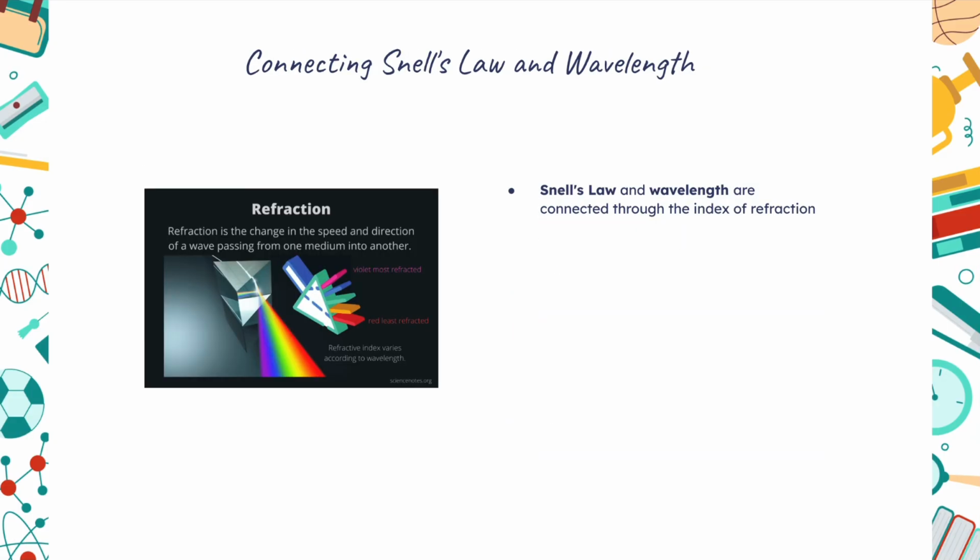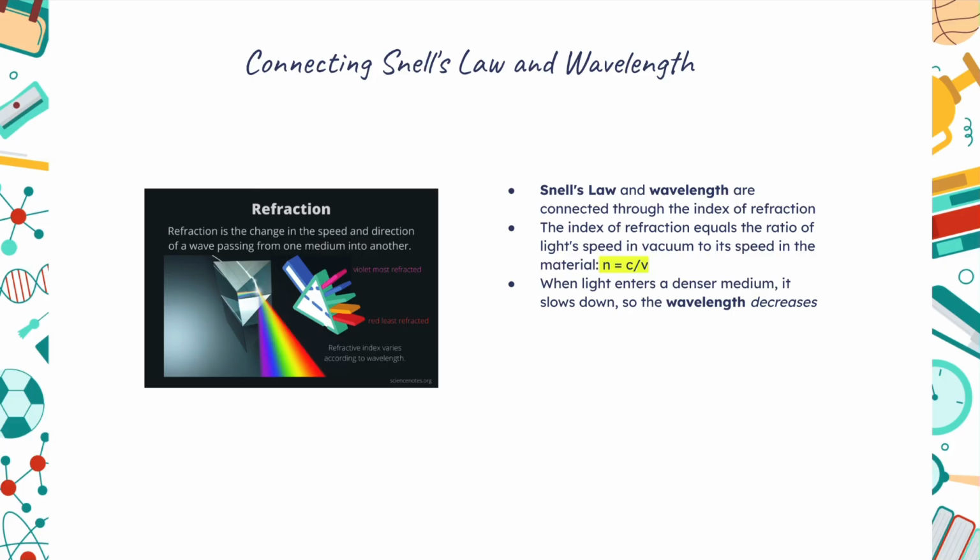Now, it's important to understand that Snell's law, which looks at angles and speed and wavelength, are connected through that index of refraction, right? That N value. The index of refraction, like we said previously, is the ratio between light speed in a vacuum and how fast light is going in that material. When light enters a denser medium, it slows down, so the wavelength decreases. And remember that it's going to bend more towards the normal. The shorter wavelength causes light to bend more, which Snell's law describes mathematically.